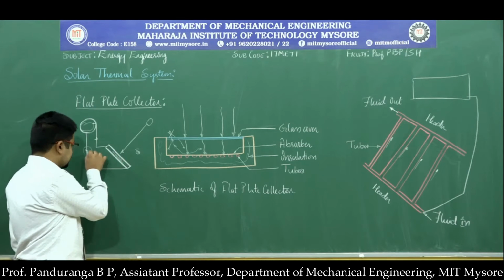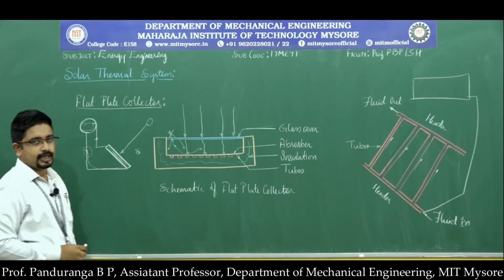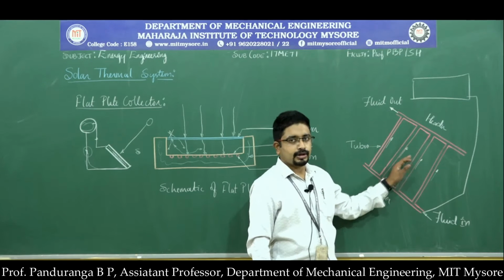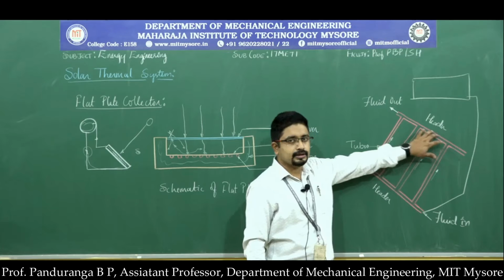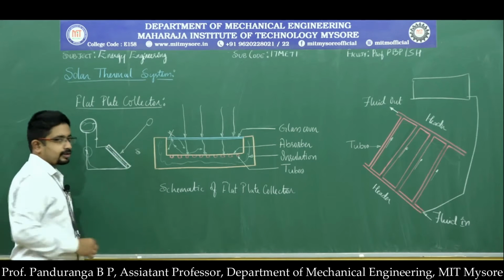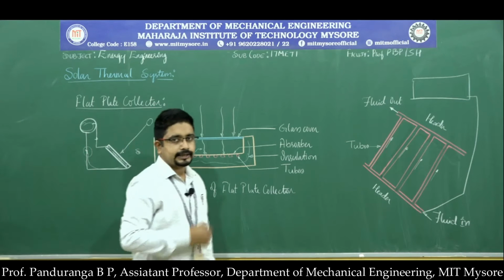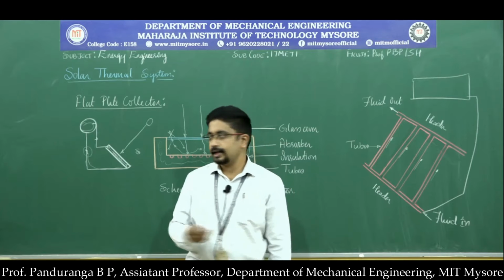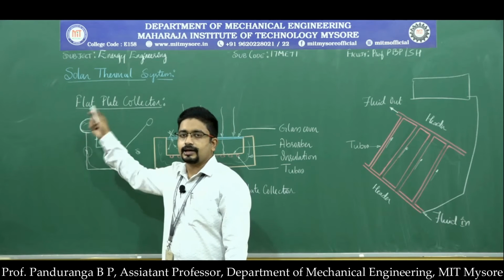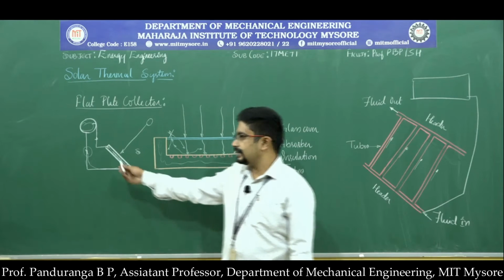Because of that, this water pushes the hot water towards the top of the tube, and at the top of the tube we have another header where all the tubes converge, and from here the water will be taken out. So here you will have the top header and here you will have the bottom header. From the top header the water will be taken back to the tank, and this cycle will continue. The flow of water through the flat plate collector and the tank will continue as long as sun or heat energy is available to heat water.